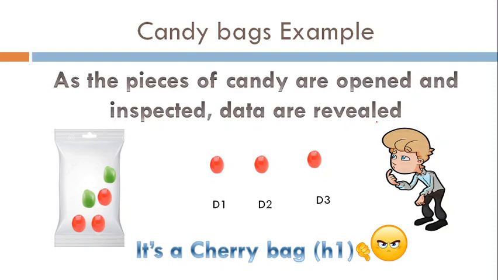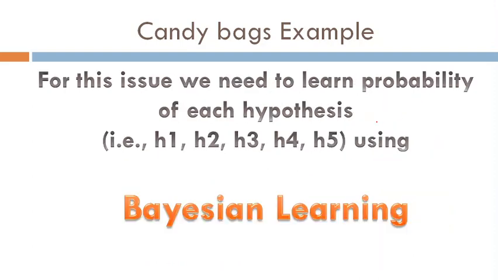So you are observing hypothesis 1, hypothesis 2, hypothesis 3. For this issue, you have to learn Bayesian learning. Already we discussed Bayesian networks. So here we are learning Bayesian learning for each and every hypothesis. Here we have to learn the probability of each hypothesis.